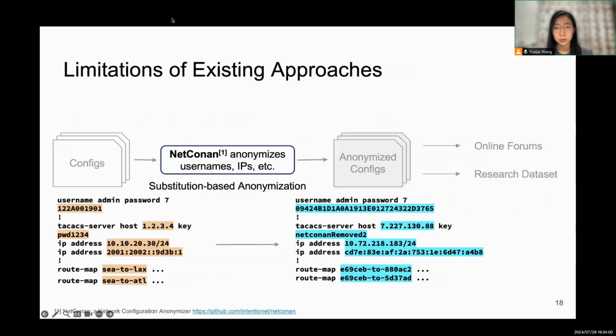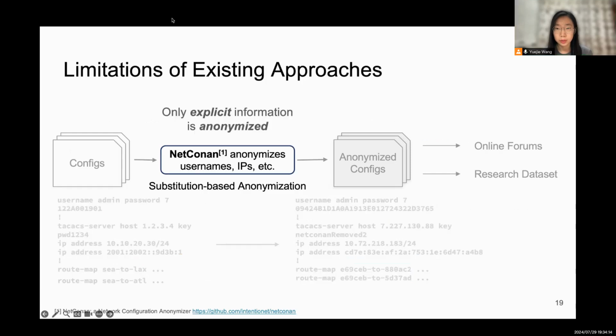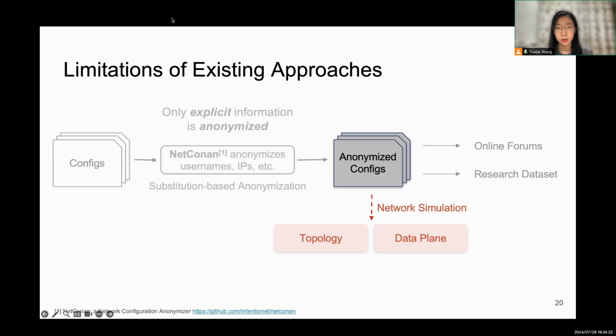Existing approach is mainly focused on substituting sensitive data, such as usernames. A few algorithms, such as NetConan, propose prefix-preserving IP substitution, so the subnet relations can be preserved after anonymization. But we notice that some implicit sensitive data can be inferred from the configuration files, which are not anonymized by any of the existing algorithms.